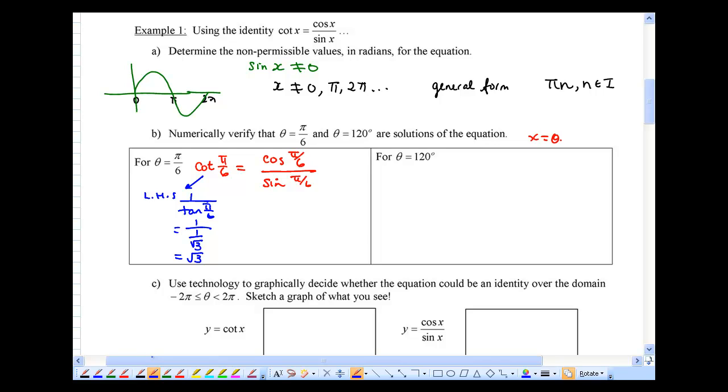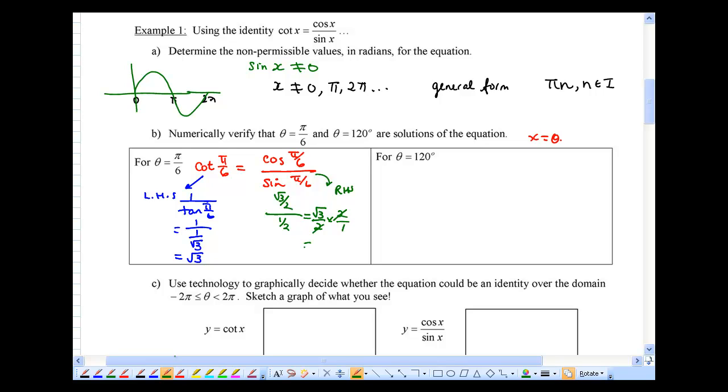Now the right-hand side. Cosine of pi over 6, from my special angle table, I believe is root 3 over 2. Sine of pi over 6, from my special angle table, which I hope you remember, is 1/2. And when you're dividing here, that's the same thing as multiplying by the reciprocal.